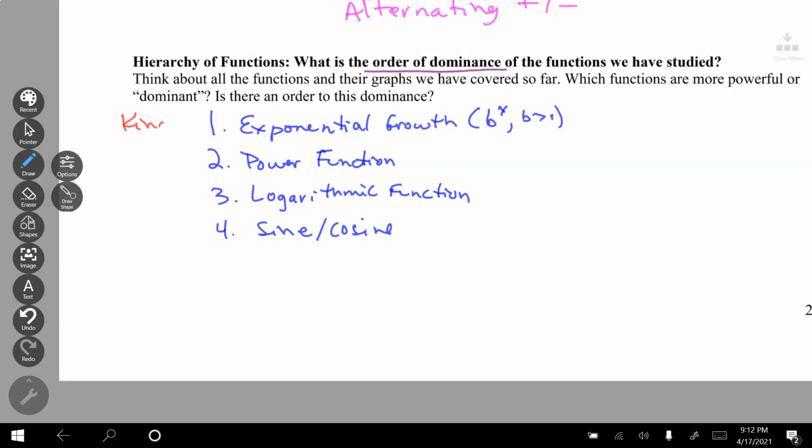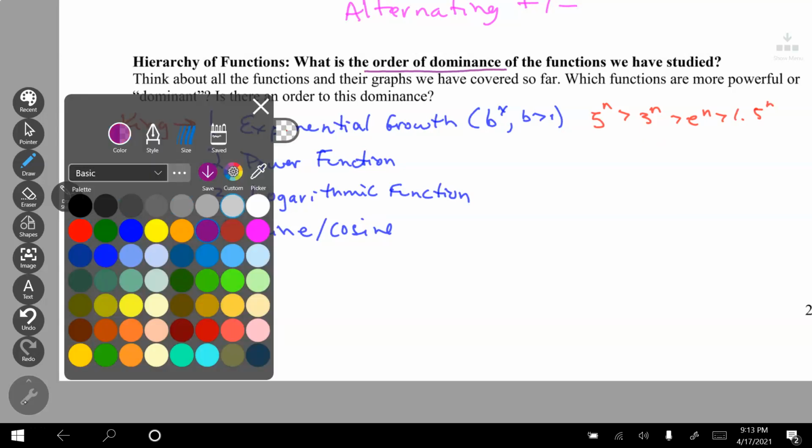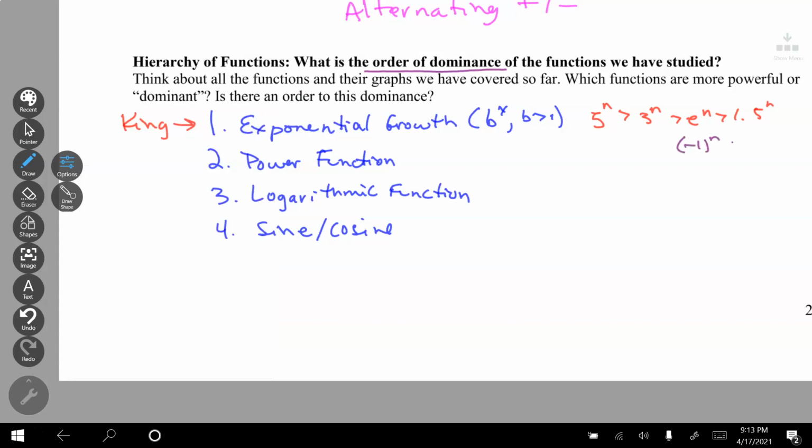Exponential growth is the most powerful function that we've studied all year. I'm going to call him the king of the hill. He's the most powerful. And obviously 5 to the n is greater than 3 to the n is greater than e to the n is greater than 1.5 to the n, and so on and so forth. And remember, negative 1 to the n is not an exponential. Power functions: basically, n to the fourth is greater than n to the third is greater than n squared is greater than n to the first. They do grow, not as fast as exponential functions.